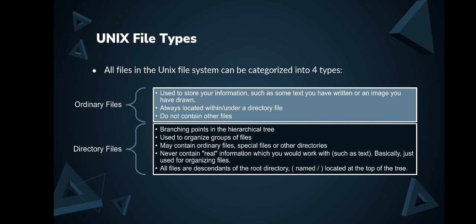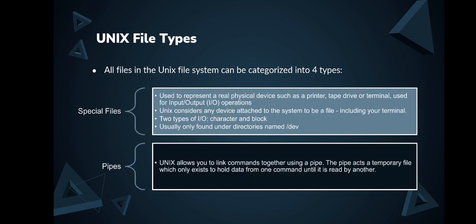Ordinary files are used to save information such as text you've written or an image you've drawn. Directory files are used to organize file groups. Directories may contain ordinary files, special files, and other directories. Special files are real physical devices, such as a printer, tape drive, or terminal. It is used to represent input or output operations.